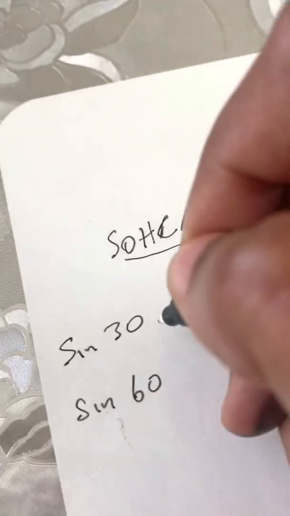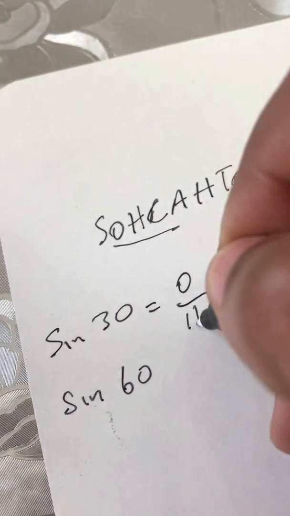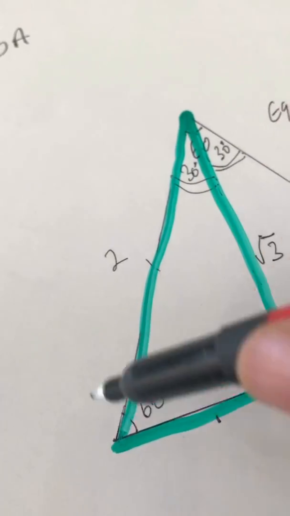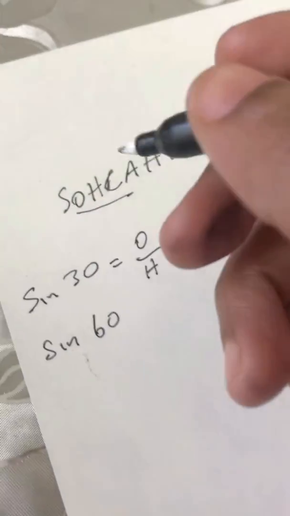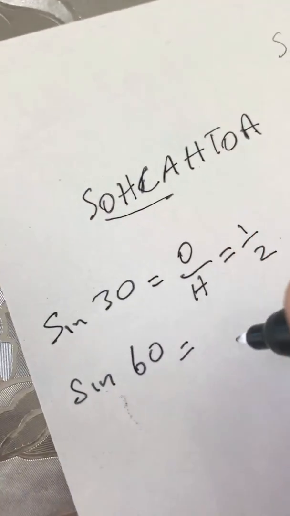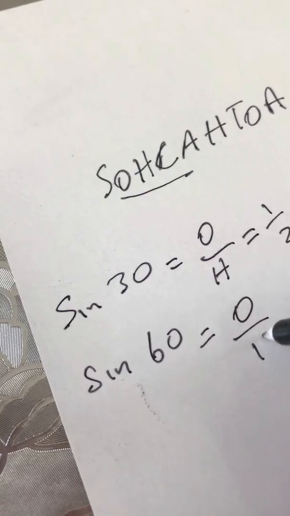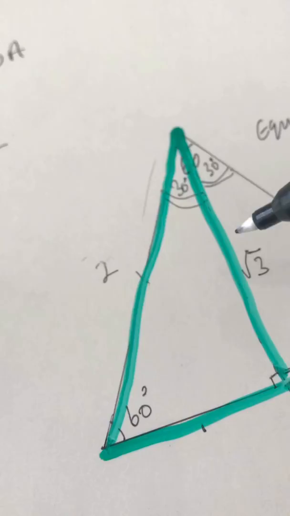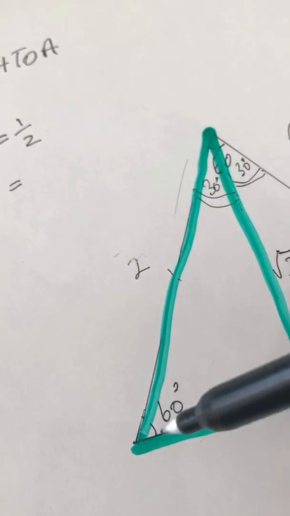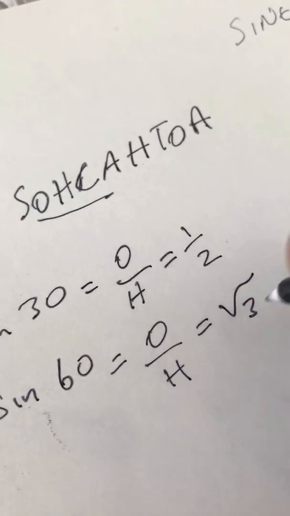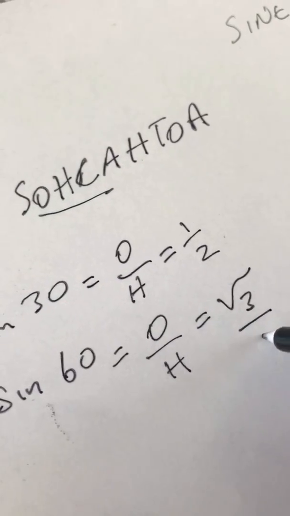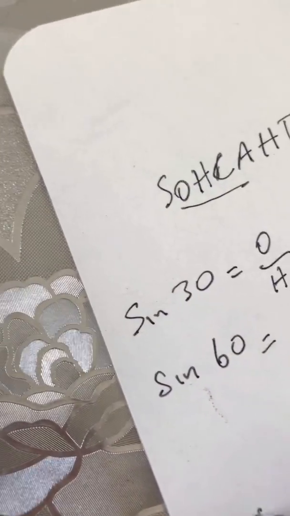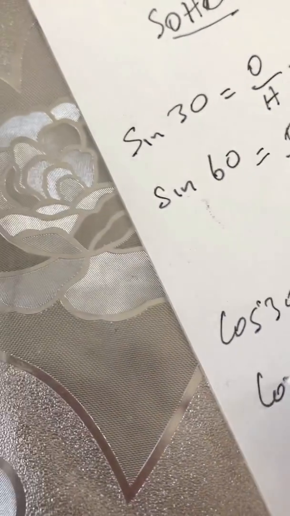So sine of 30 is opposite over hypotenuse. Opposite is 1, hypotenuse is 2, so that's a half. Sine 60 is opposite over hypotenuse again. This is 60, opposite is square root of 3, hypotenuse is 2, so it's square root of 3 over 2. We can do the same for cosine, so cos of 30 and cos of 60.